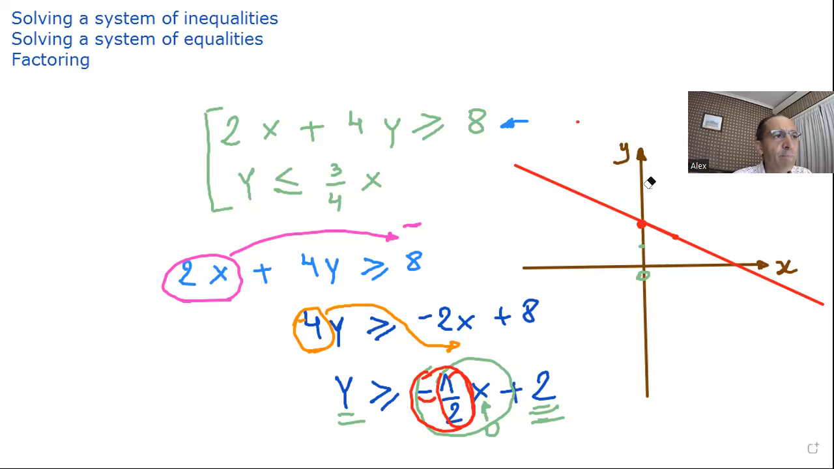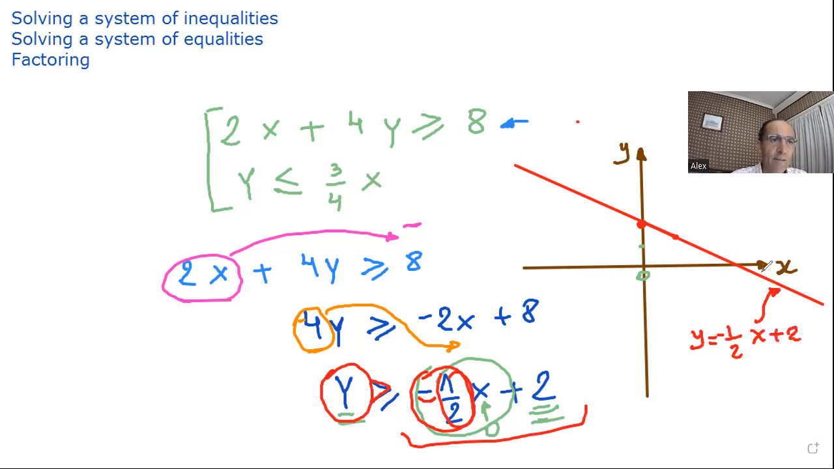It is a solid line because it says greater than or equal to. It would be a dashed line if it was only greater than, not equal. So look at this. y is greater than or equal to this. This is the line that we just drew. So this line has the equation y equal to minus 1/2 of x plus 2. This is the red line that we just drew.